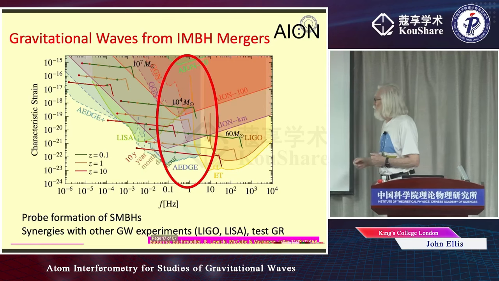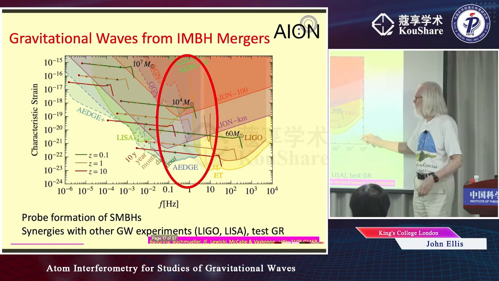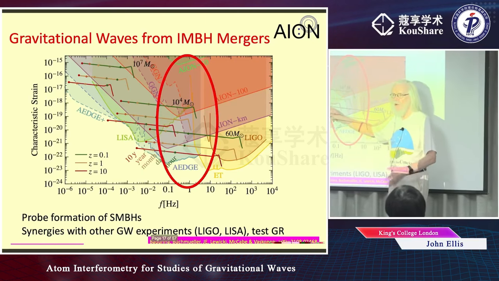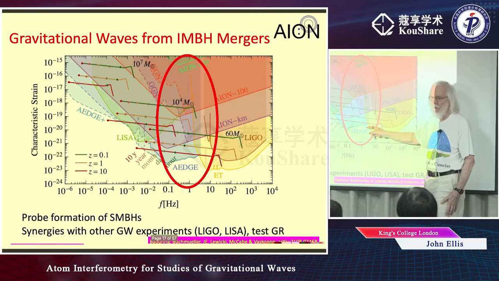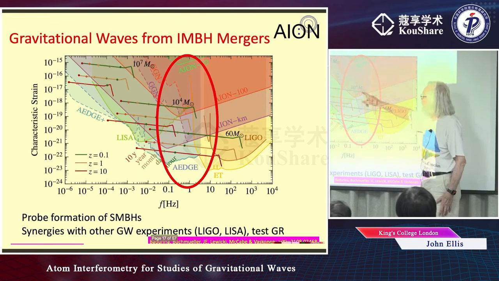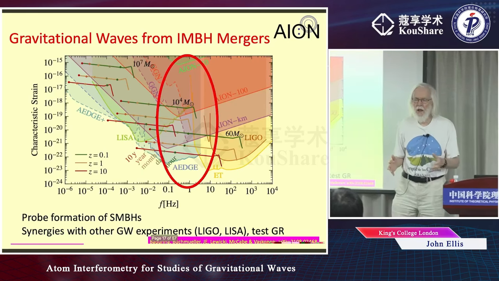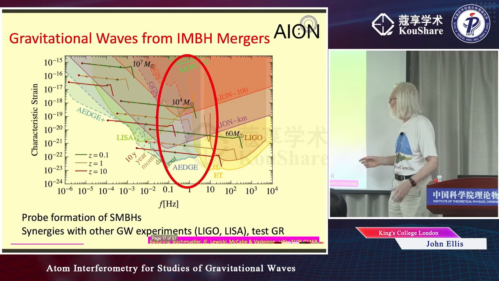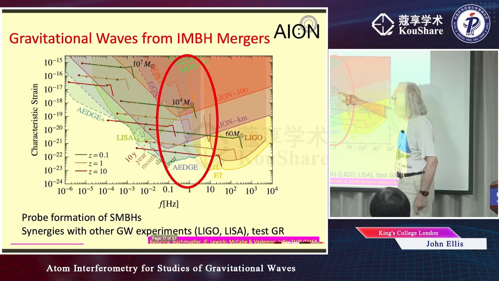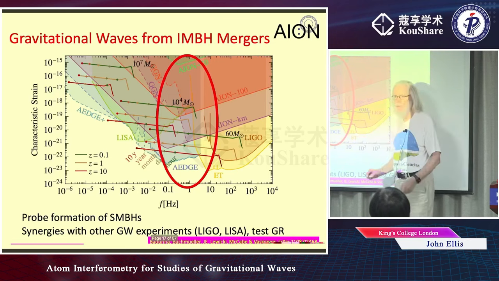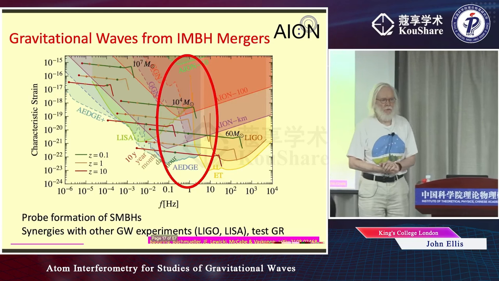Now, to the extent that LIGO looks at stellar mass black holes, and LISA is looking at supermassive black holes, we would be optimized for intermediate mass black holes. So this is an example here. You merge a couple of black holes weighing 10,000 solar masses, and they would merge, emitting gravitational waves with a frequency around 1 Hz, which I think an atom interferometer would be optimized for.